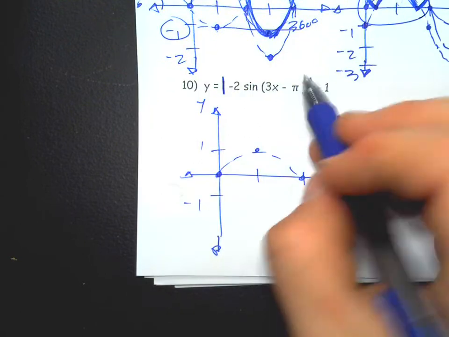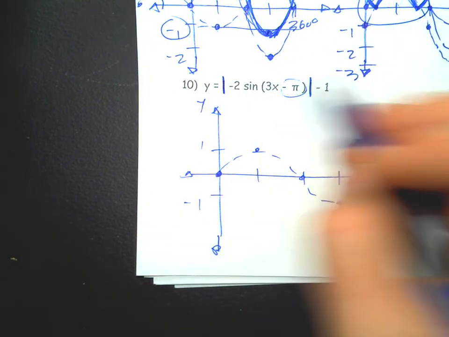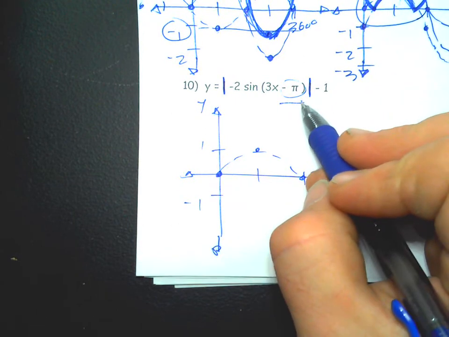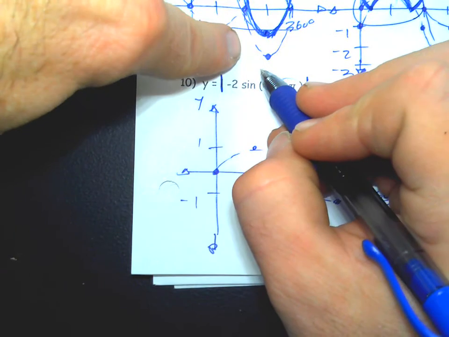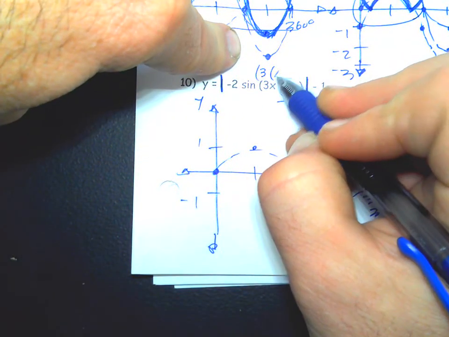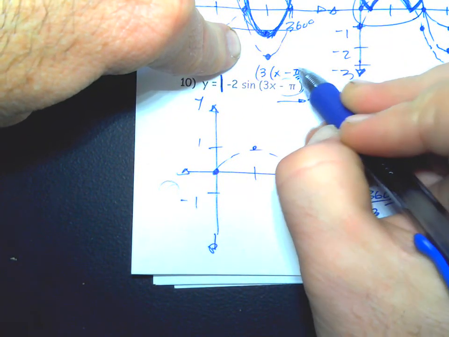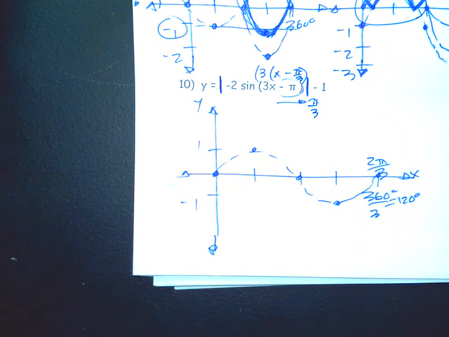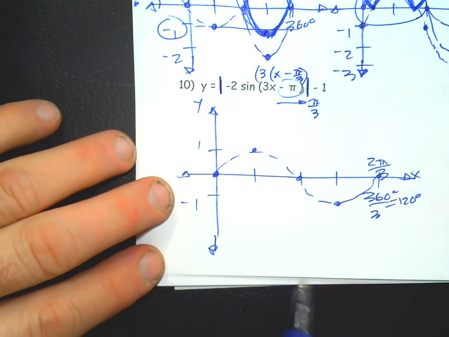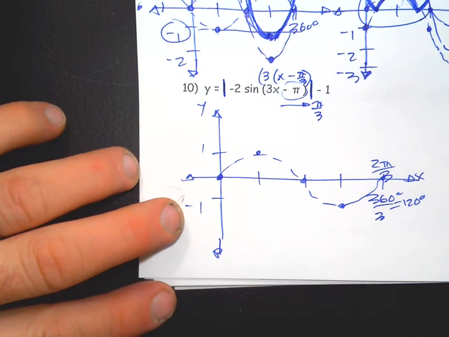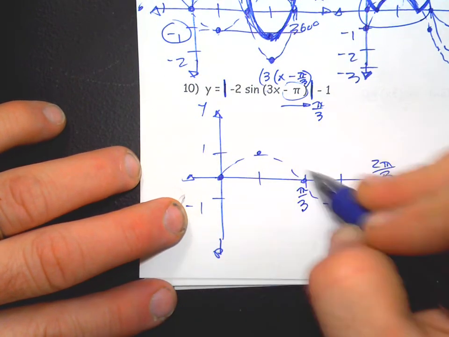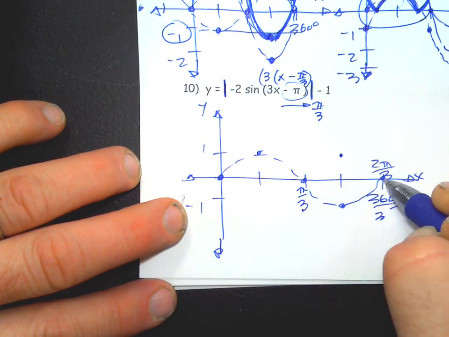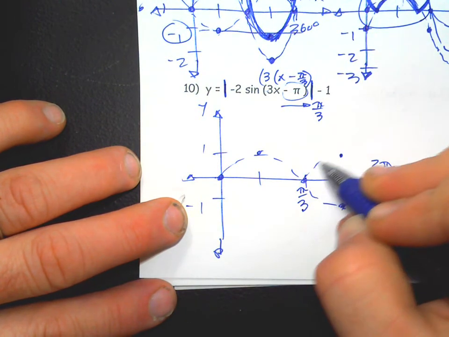And then you might think anything adding or subtracting inside affects it left or right. And in fact, if it's minus, it moves it to the right pi. But it's not just pi, actually. Be careful. You have to factor that 3 out. And the shift is actually pi over 3, not pi. So you've got to factor any coefficients out that are in front of the x. So we're going to move this graph to the right pi over 3. Now this is 2 pi over 3, right? So this is pi over 3 now. So this ends up here. This ends up here. This ends up here. This ends up here. Like this is the new graph.